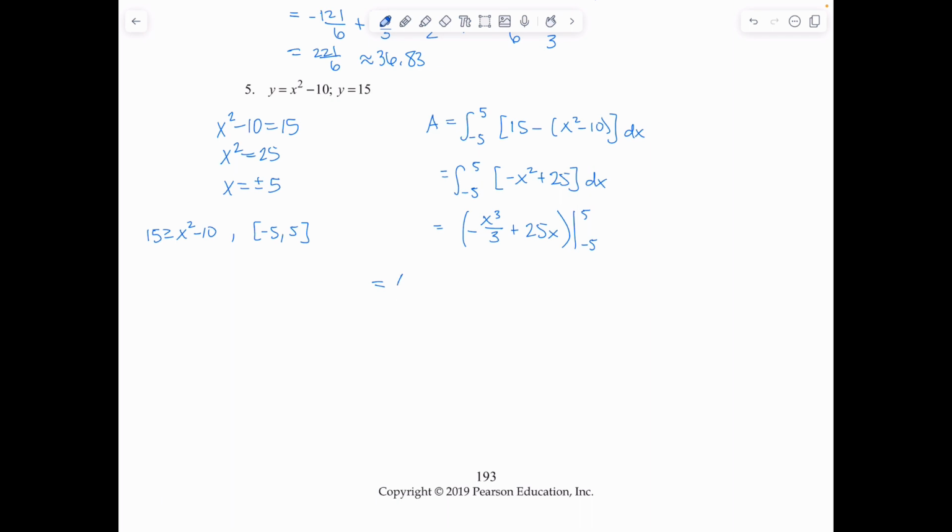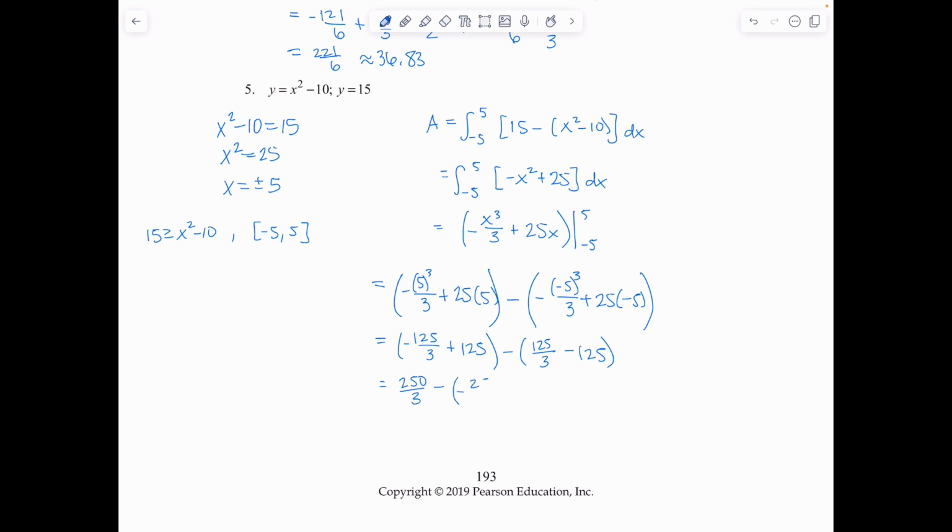And so we'll have -5 cubed over 3 plus 25 times 5, minus negative 5 cubed over 3 plus 25 times -5. This will give us negative 125 over 3 plus 125 minus 125 over 3 minus 125. So we have 250 over 3 minus negative 250 over 3, which will be 500 over 3.